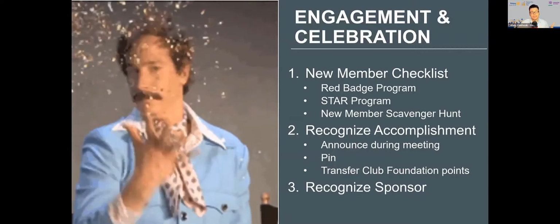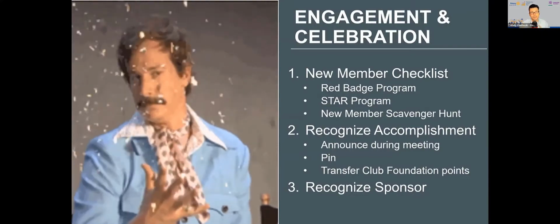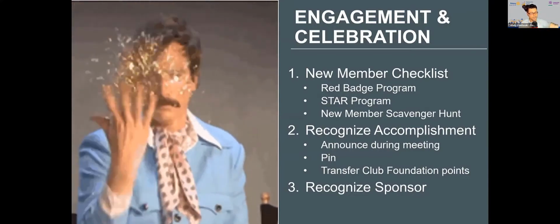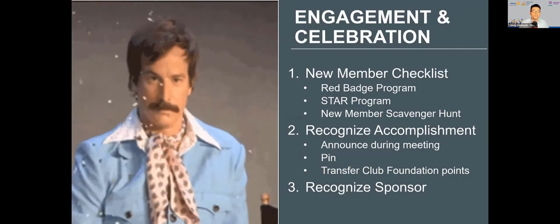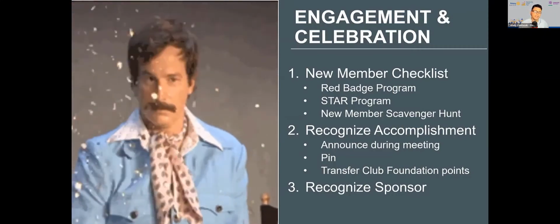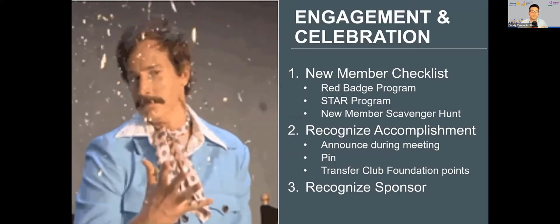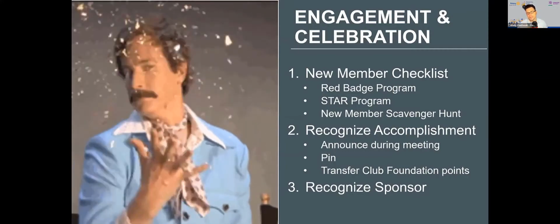Consider doing a new pin. There's plenty of pins out on Russell Hampton that are Rotary certified. You don't have to have a custom one. You could just find one that fits your club and your club's personality and get a little Rotary pin for them as a piece of recognition for completing their new member checklist.